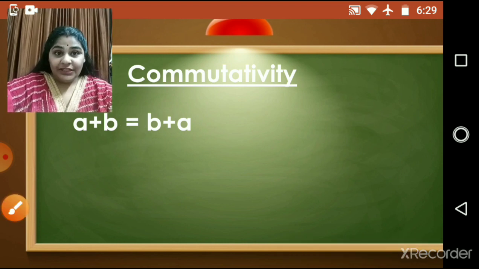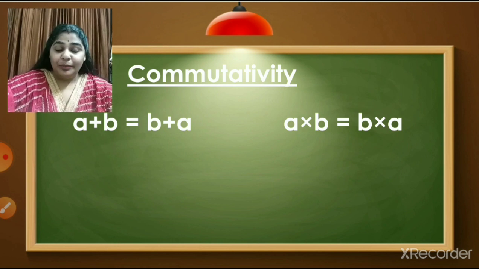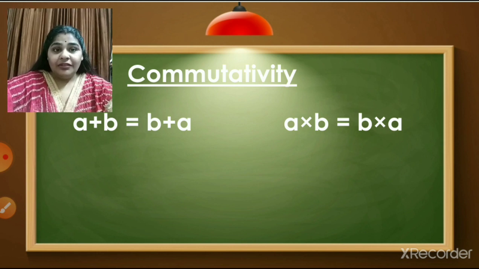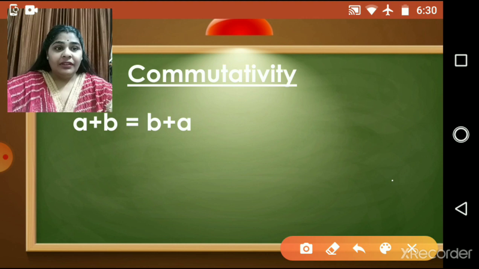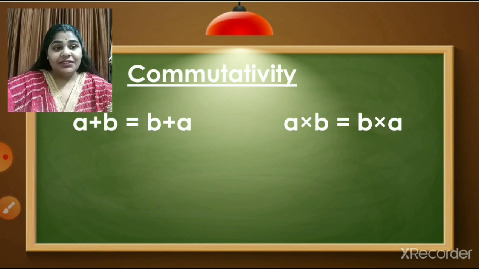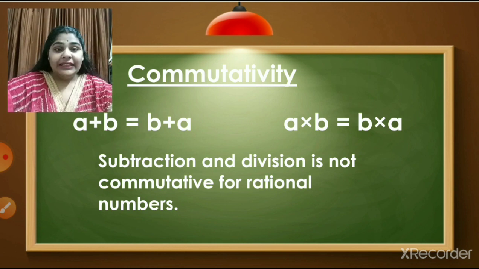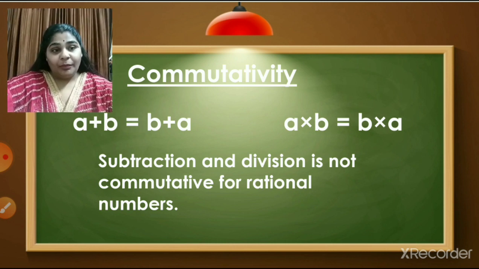These are the basic properties we have already studied. Next, a multiplied by b is equal to b multiplied by a. That means commutative property is true for addition as well as for multiplication, but subtraction and division are not commutative for rational numbers, children. That means if a minus b, we cannot do b minus a. That is, we cannot interchange the places in subtraction and division. So this is what the commutative property tells.